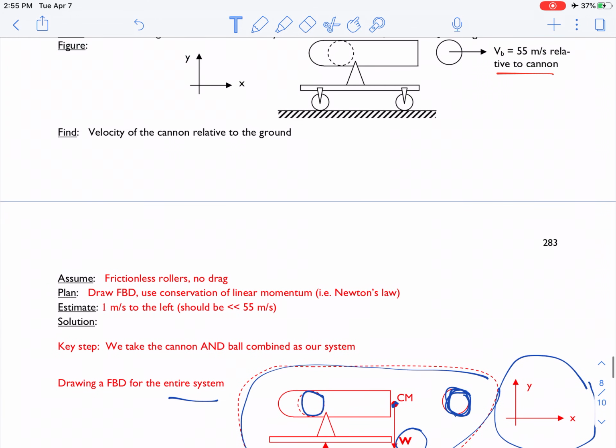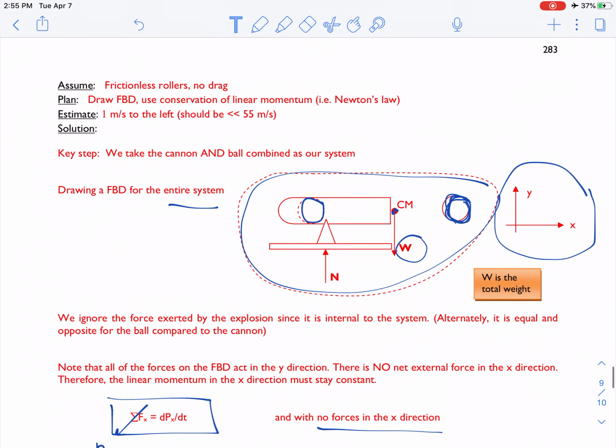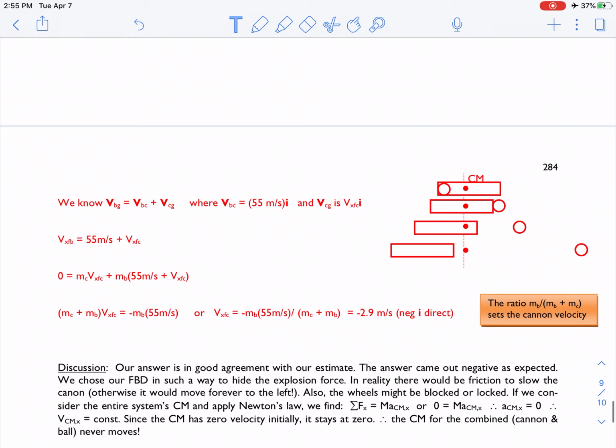And if you look at what we are finding, again, it's the velocity of the cannon relative to ground, but we are given the velocity of the ball relative to the cannon. So we just need this to be relative to the ground, okay? That's going to be the next step. So let's apply relative velocity equations. If you remember, we choose 3 things, right? We have the ball, we have the ground, and we have the cannon. We have 3 things. So the velocity of the ball relative to ground, you can write it using those 3 letters. It's from chapter 4.